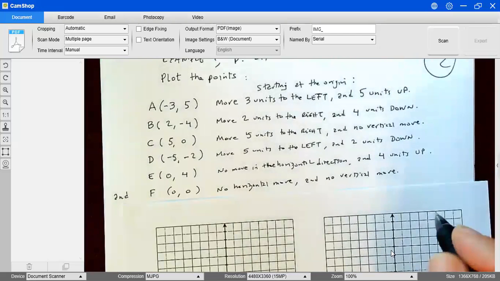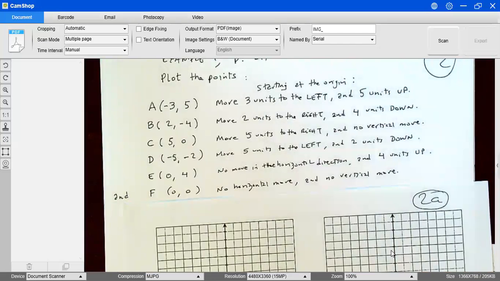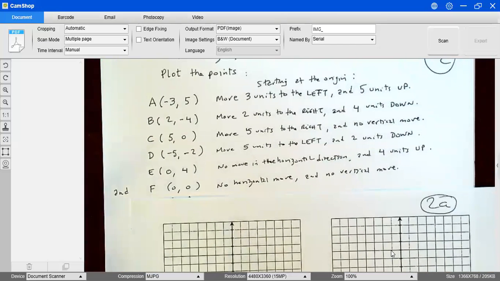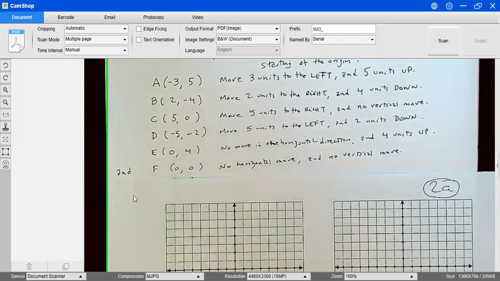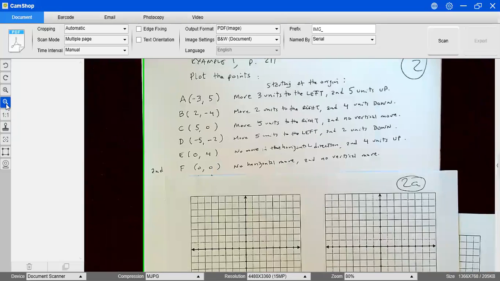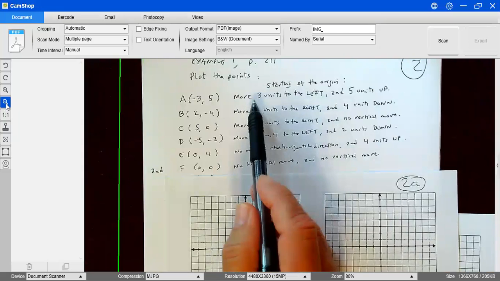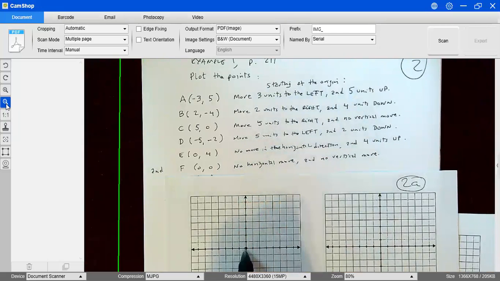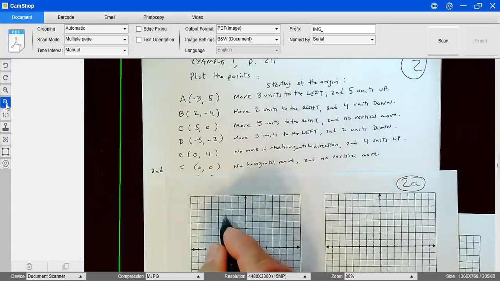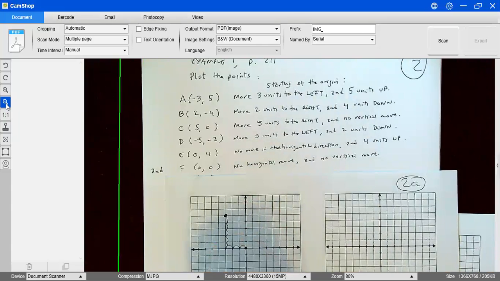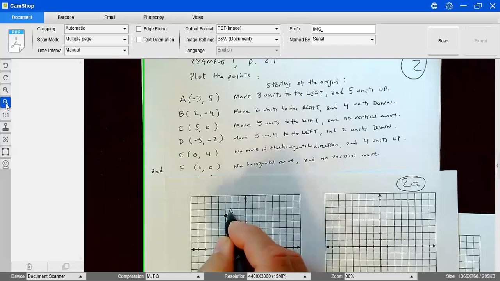So this is going to be my grid paper. I'm going to start with the first point. Point A: you start at the origin. So we start here. Okay. So this is the origin. It says that we're going to move 3 units to the left and 5 units up. So 3 units to the left is 1, 2, 3 units to the left, and 5 units up: 1, 2, 3, 4, 5. So this is going to be the end of the journey. This is going to be my point A, and I'm going to label the point with a capital A.